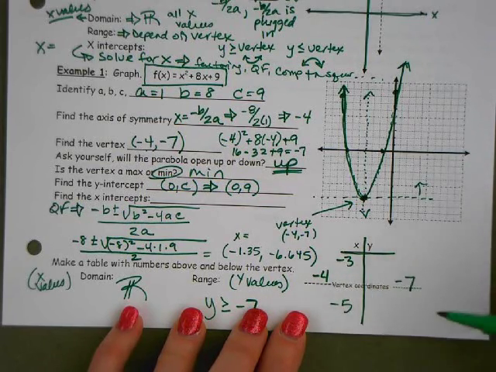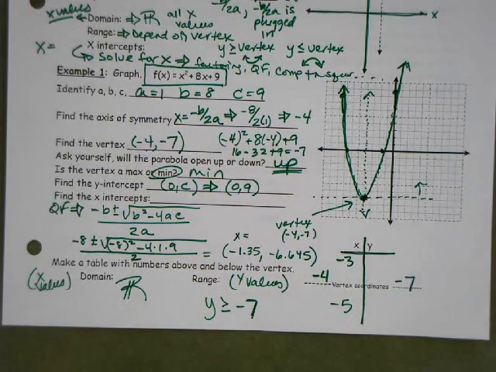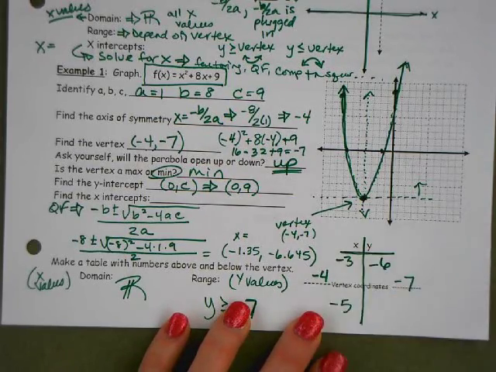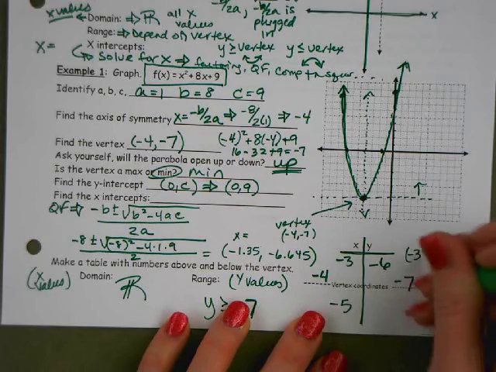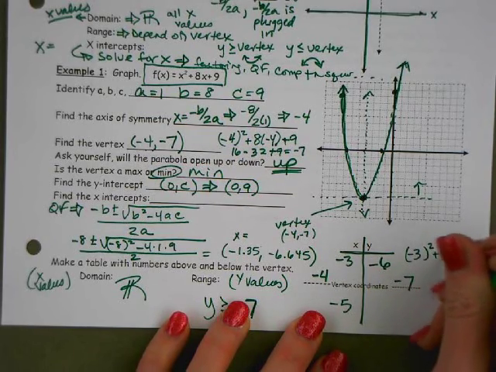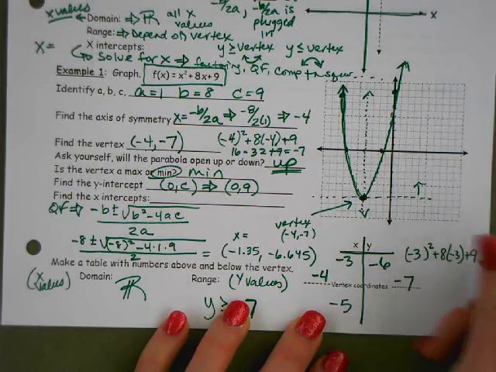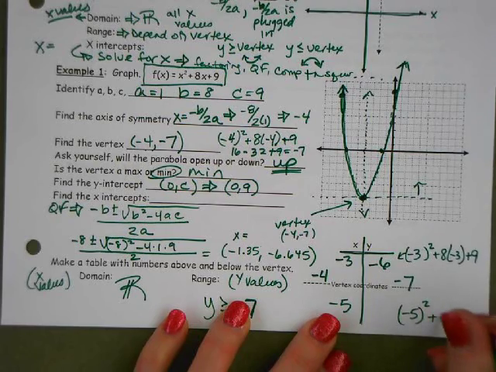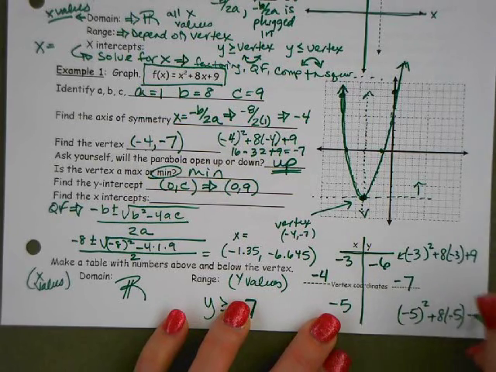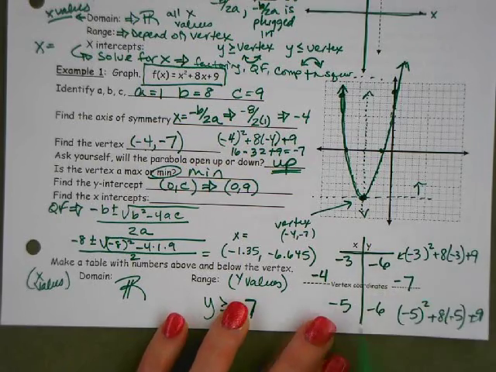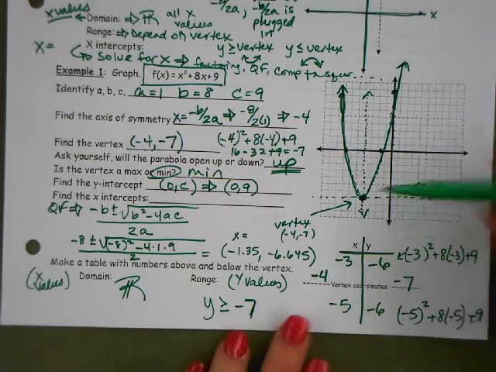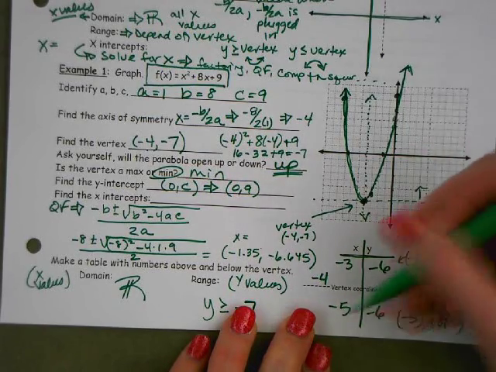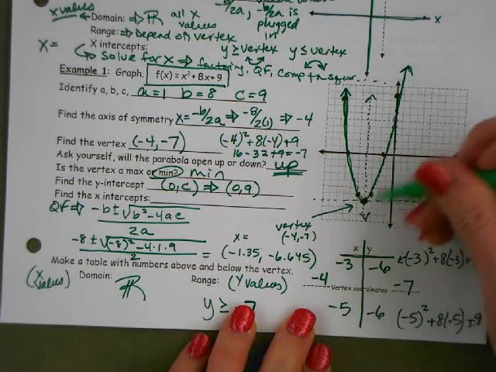Because the vertex is going to be the same on each side, it's a mirror. So if I put in -3 here, that's -3 squared plus 8 times -3 plus 9, and that's going to give me -6. When I put in -5, -5 squared plus 8 times -5 plus 9, I'm also going to get -6. So -3 is going to be -6, and -5 is going to be -6. Those would be those points right there, and then you can see how you graph it.